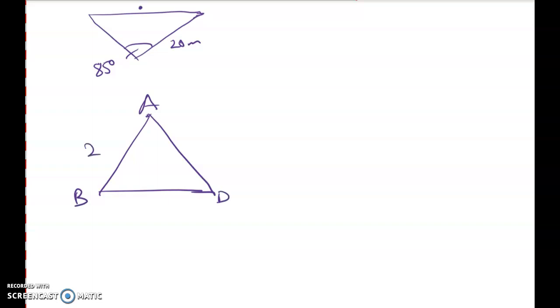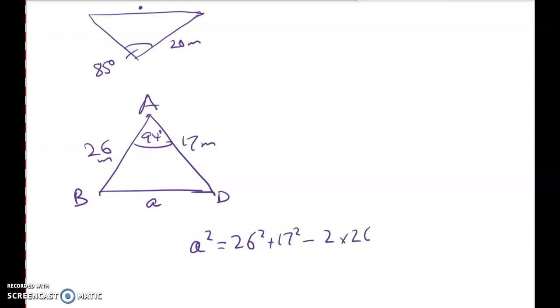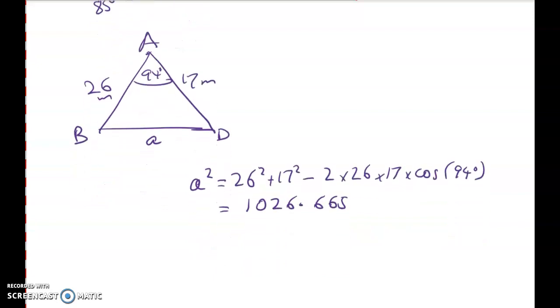ABD, we've got 26 meters here, 17 meters here, and 94 degrees up here. So we can say, if we call this side a, little a squared is equal to 26 squared plus 17 squared minus 2 times 26 times 17 times cosine of 94 degrees. And that equals 1026.665. Now that's using the cosine rule. Okay, the cosine rule for a side length.